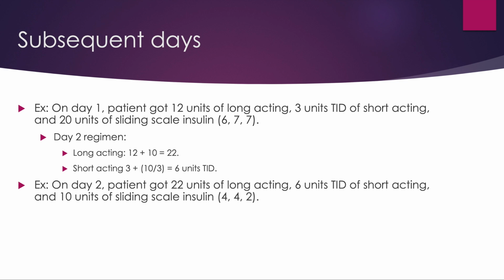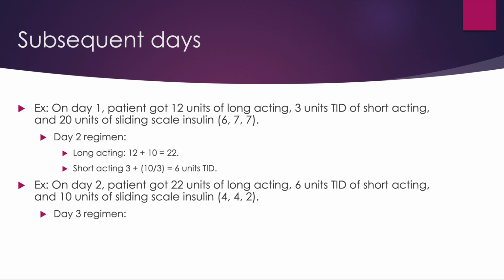Now let's say on another day the patient was getting 22 units of long-acting insulin, 6 units TID of short-acting insulin, and the patient got 10 units of sliding scale insulin. And the way the patient got 10 units was 4 units before breakfast, 4 before lunch, and 2 before dinner. Then how do you change the insulin on the subsequent day?